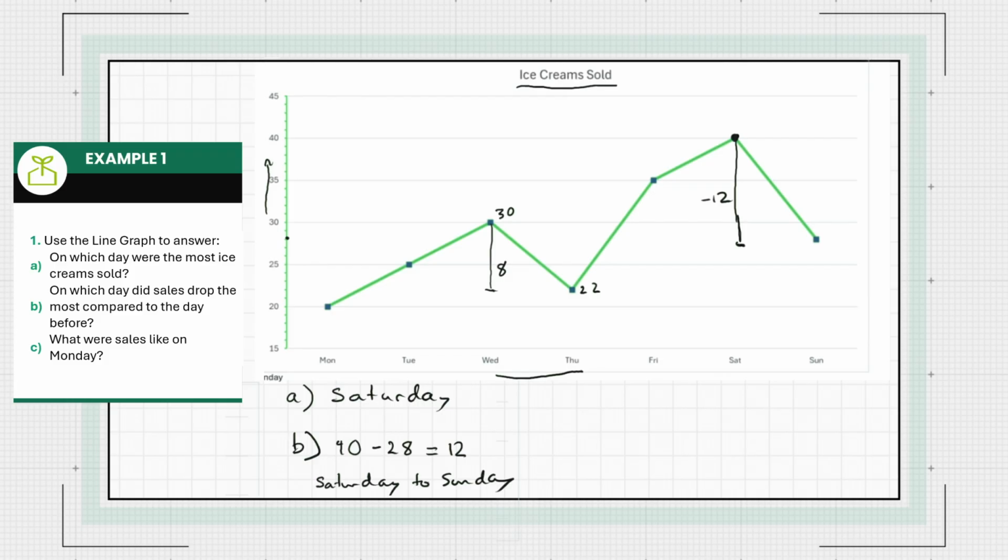Alright, let's continue onwards. Let's look at C. So what were the sales like on Monday? Well, on Monday we sold 20. So we had 20 sales, but what it's asking is whether they're the best or the worst, and 20 sales was the worst of the week.